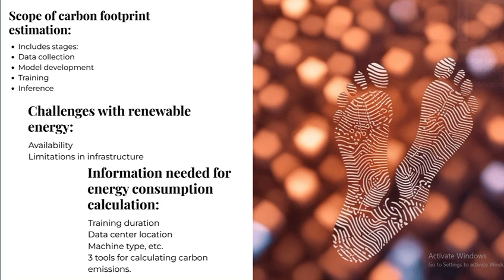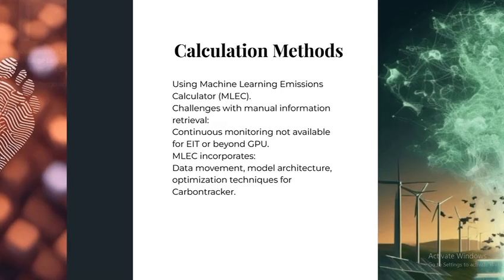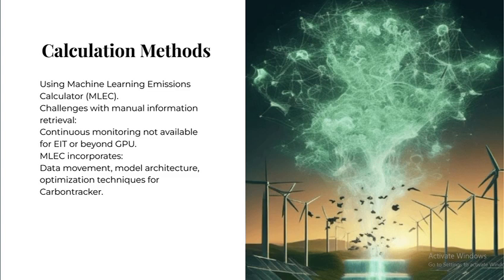Once that is established, there are three possible tools for calculating carbon emissions: Experiment Impact Tracker, Machine Learning Emissions Calculator, and Carbon Tracker. However, we will use the Machine Learning Emissions Calculator. The reason we cannot use Experiment Impact Tracker is because it requires monitored energy usage observations at specific intervals for the purpose of more precise calculations. However, since we do not have the existing data nor can we manually measure for this, we cannot utilize this method.